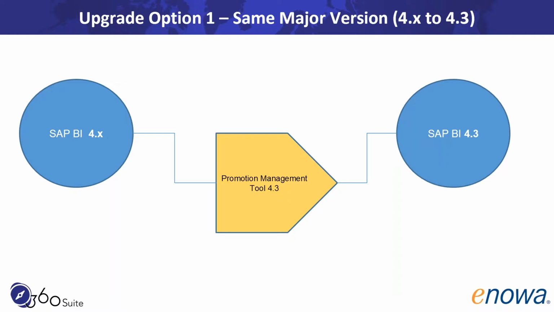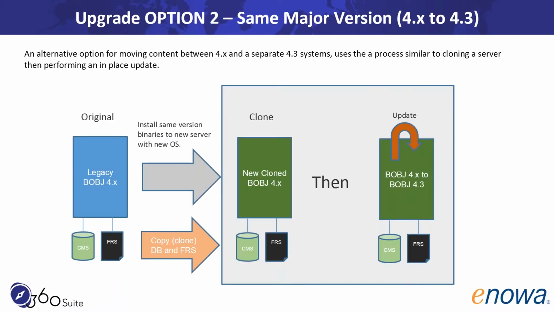But if you've ever done promotion management tool with lots of objects, you know that sometimes that can be a challenge. There is another more advanced option that I've had to use with larger repositories, which is essentially clone the original environment that's 4.x into a new environment that's running on an updated server, whether that's OS, database, etc. So you use database tools to migrate the database. You copy the files in the FRS. You start with the same version of binaries that you currently have, and then you do an in-place upgrade.